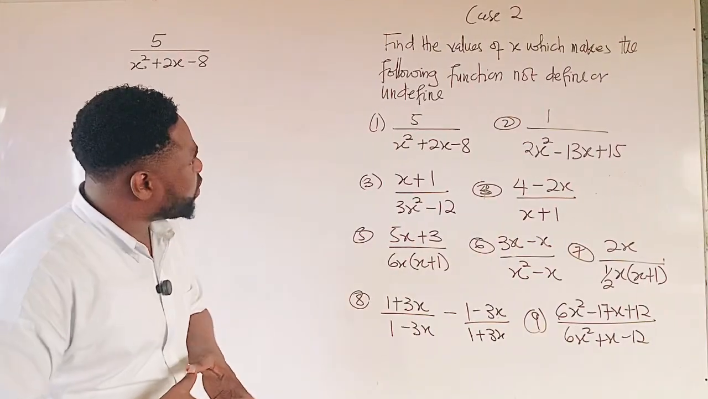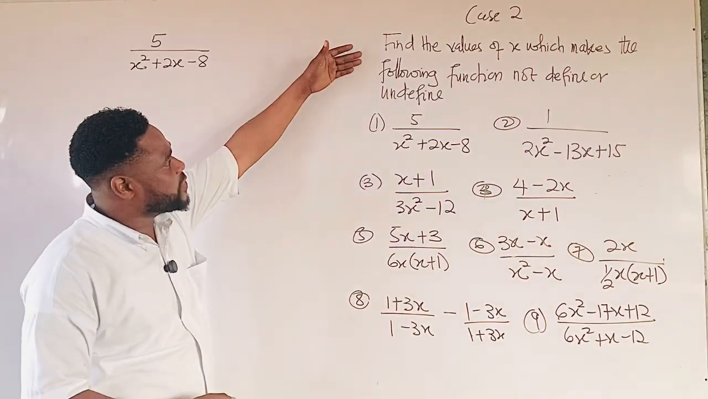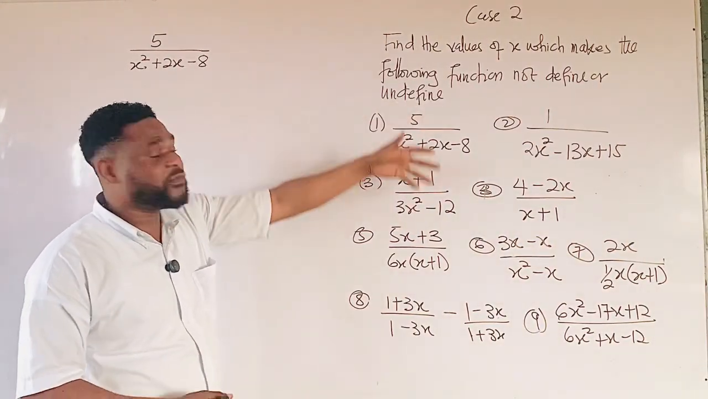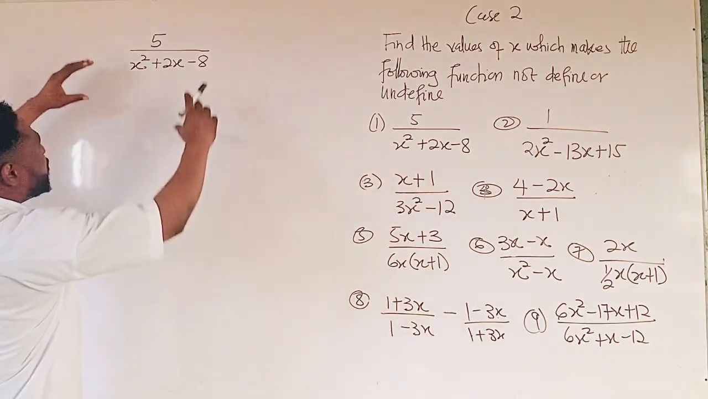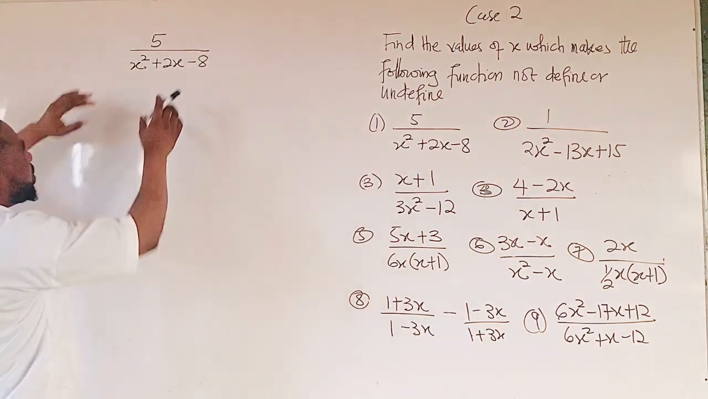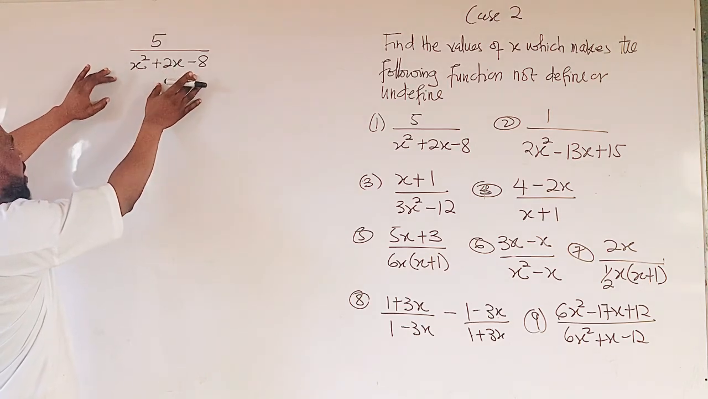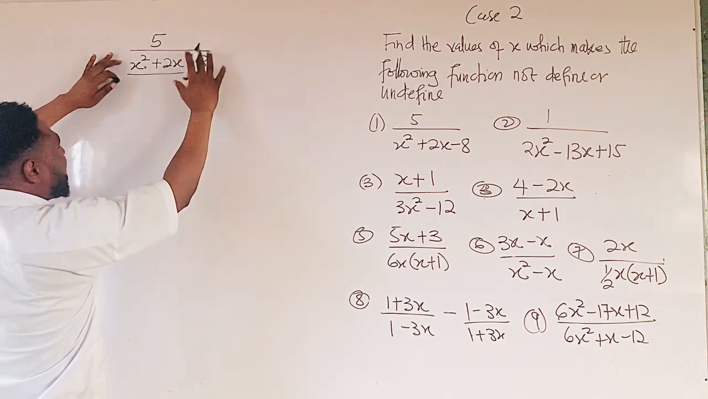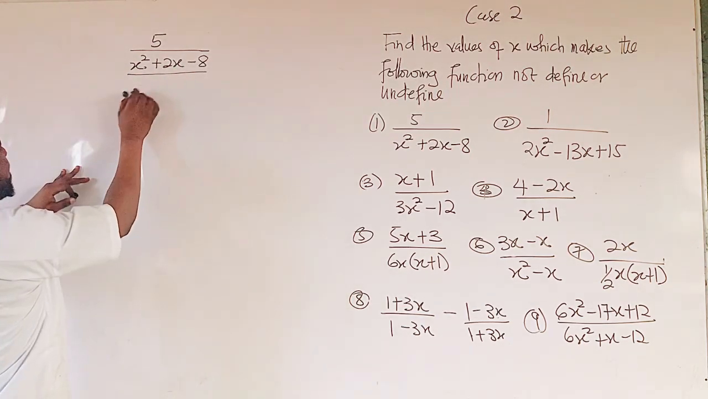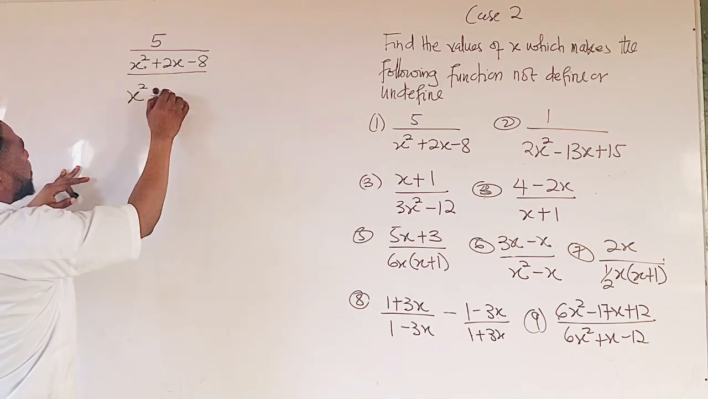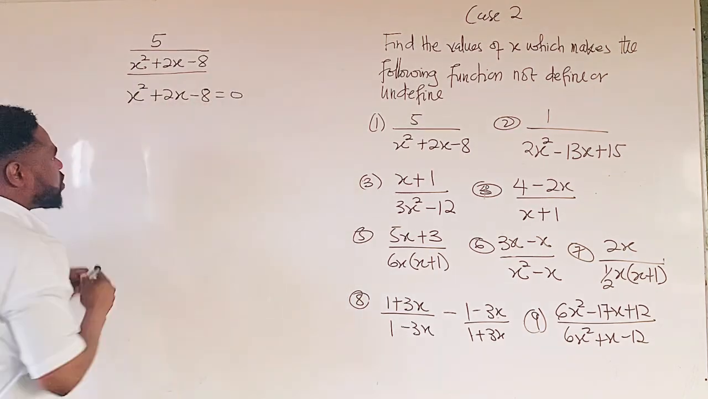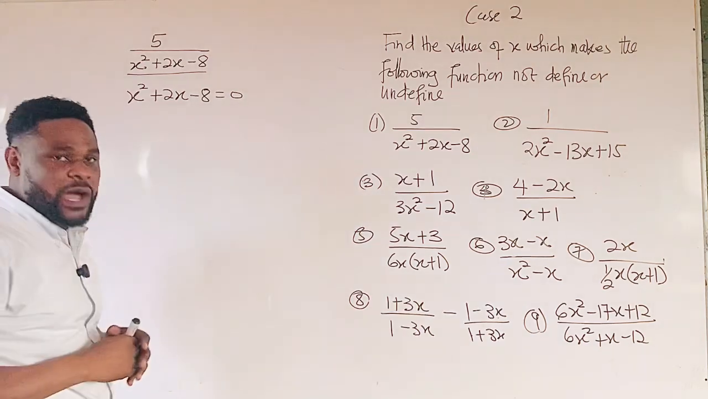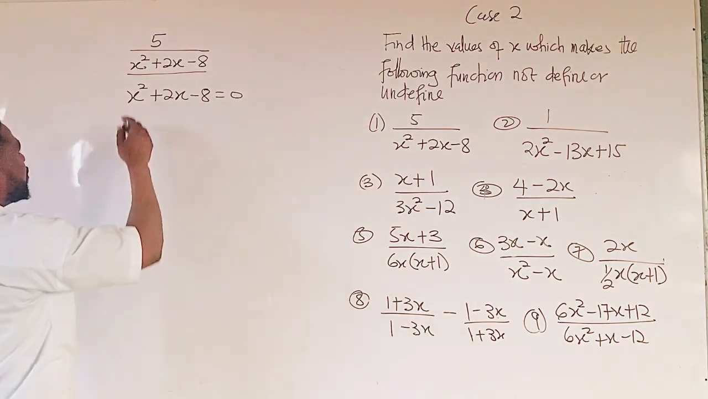Hi viewers, we want to look at how we can find the values of x which make the following functions undefined. Let us look at question number 1. To find the values of x which make this function not defined, we pick our denominator and equate it to 0, all right? And we are going to have x squared plus 2x minus 8 equal to 0. This is what we call a quadratic equation, and we are going to use the factorization approach.